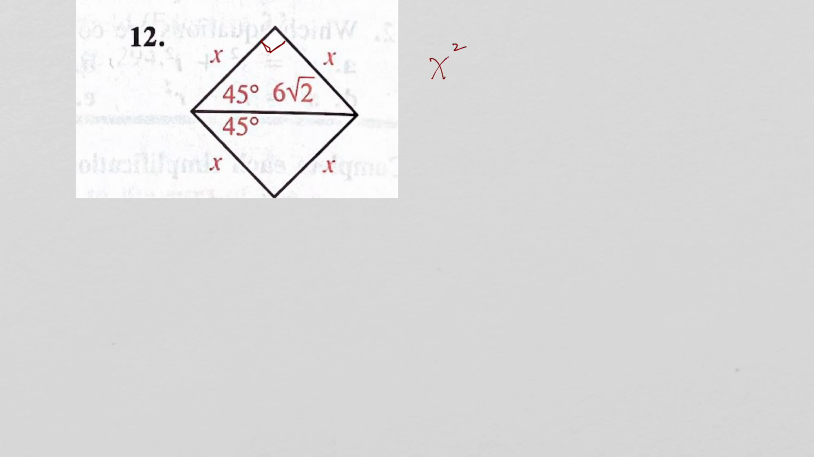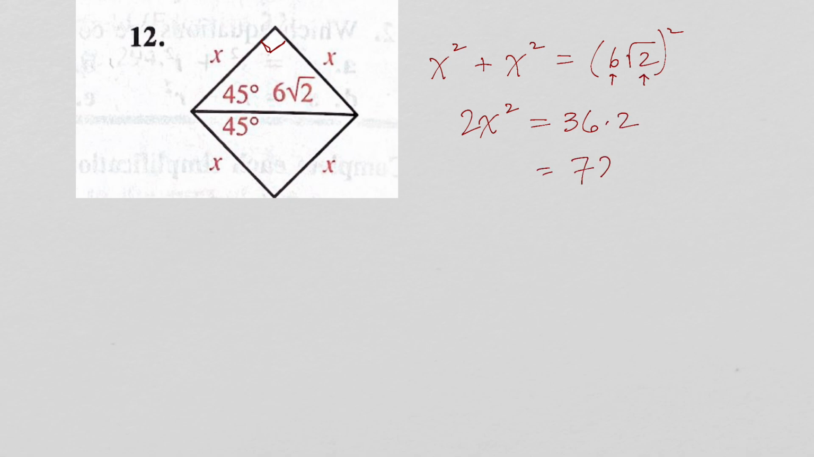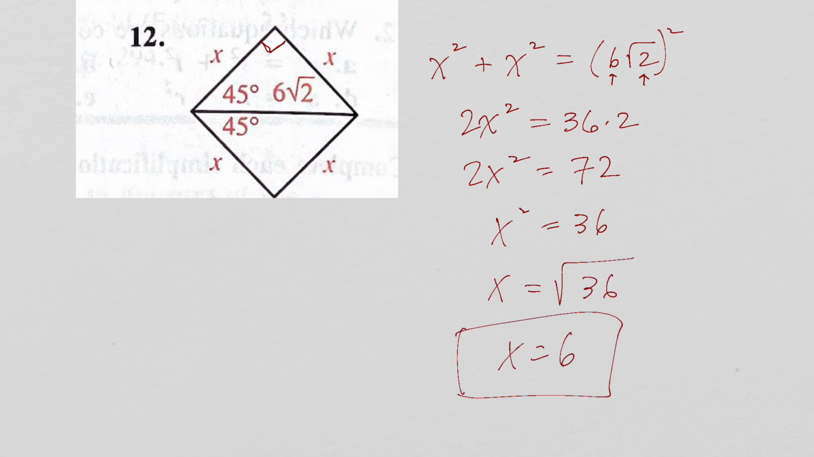So the Pythagorean theorem says x squared plus x squared is equal to 6 root 2 squared. So this is 2x squared is equal to, when I square that, I get 36. When I square this, I get rid of the square root. So that's 72. So now x squared is equal to 36. That means that x is equal to the square root of 36. So x is equal to 6.